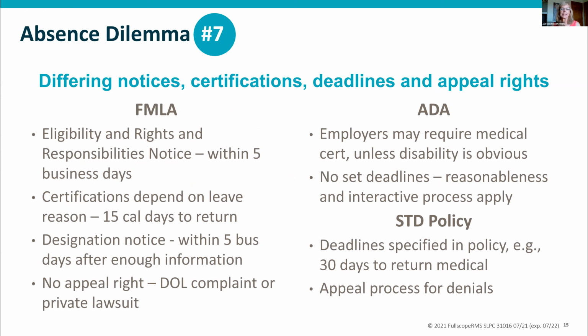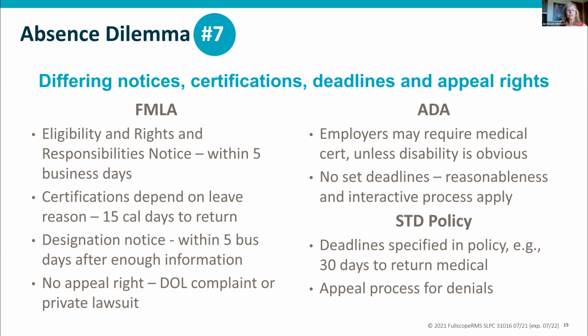So let's go on to number 7. We're rolling right through these. Dilemma number 7, differing notices, certifications, deadlines, appeal rights. The majority of these laws have different requirements, right? So the FMLA has eligibility and rights and responsibilities notices that have to go out within 5 business days of the employer becoming aware that an employee might need a leave that is covered under the FMLA.